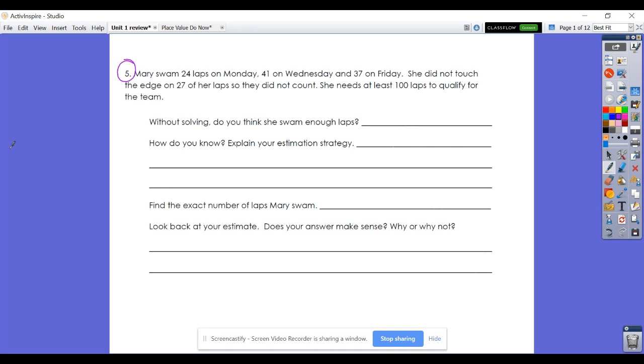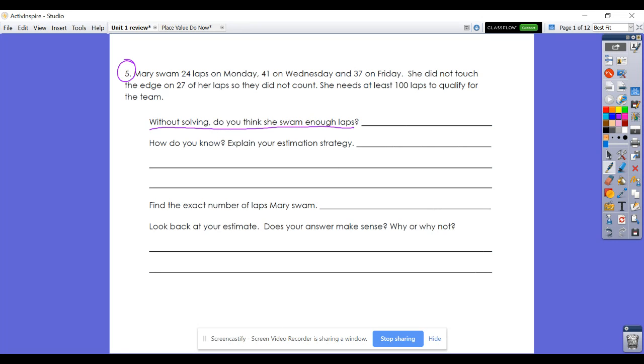See girls pointing on their page, so I know they're following along, giving their best listening. Mary swam 24 laps on Monday, 41 on Wednesday, and 37 on Friday. She did not touch the edge on 27 of her laps, so they didn't count. She needs at least 100 laps to qualify for the team. Then the question says, without solving, do you think she swam enough laps? Let's underline that.